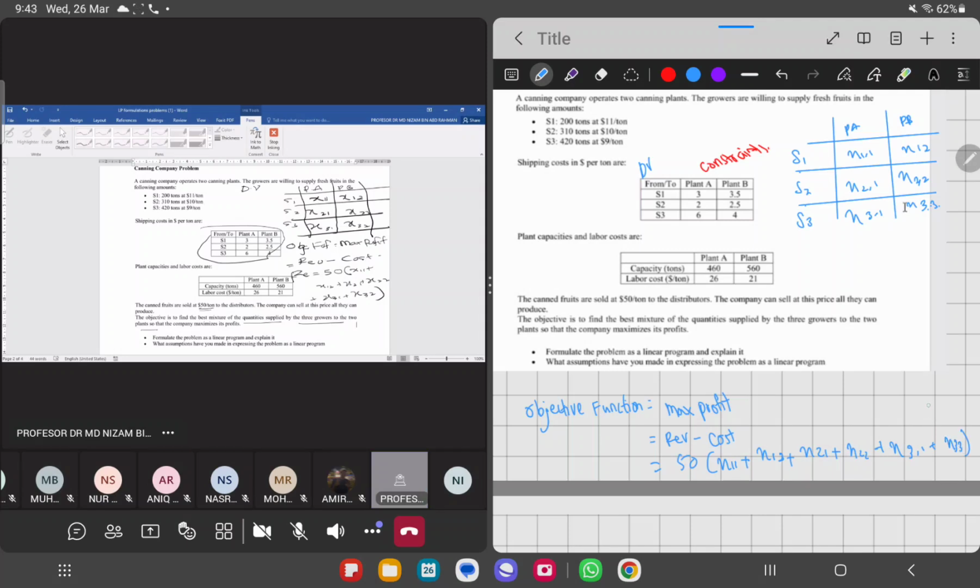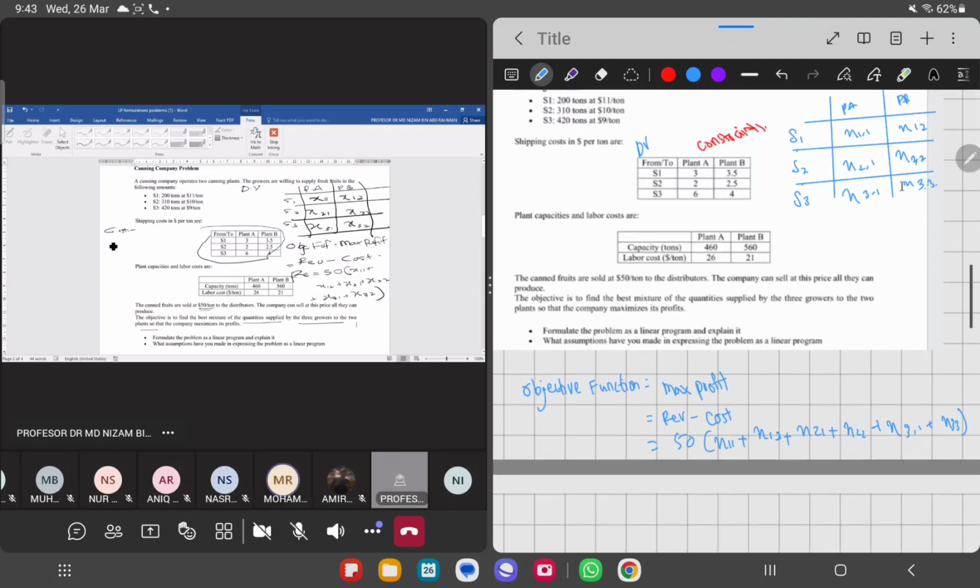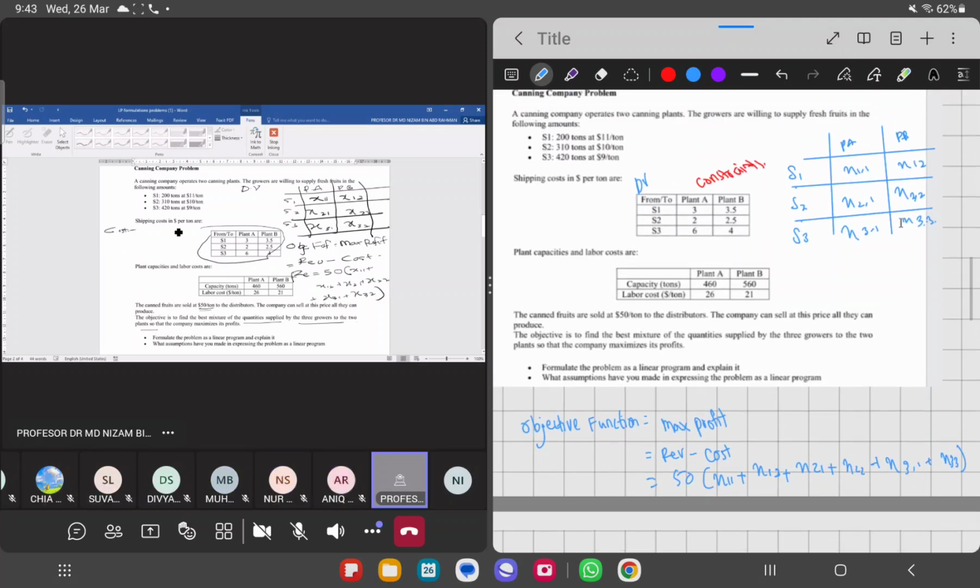All right. Any questions? No, Doctor. So what's cost? What kind of cost do we have in here? Labor cost. Shipping and labor costs. So let's say the first cost is shipping cost.